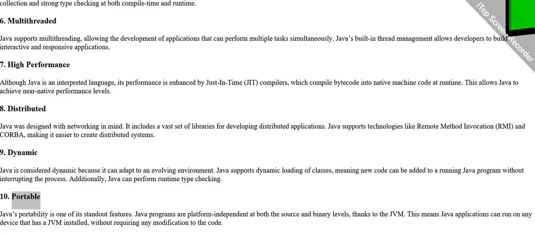10. Portable. Java's portability is one of its standout features. Java programs are platform independent at both the source and binary levels, thanks to the JVM. This means Java applications can run on any device that has a JVM installed, without requiring any modification to the code.